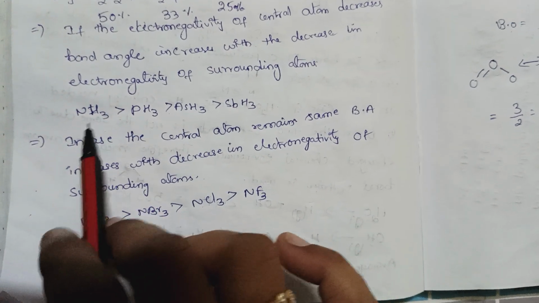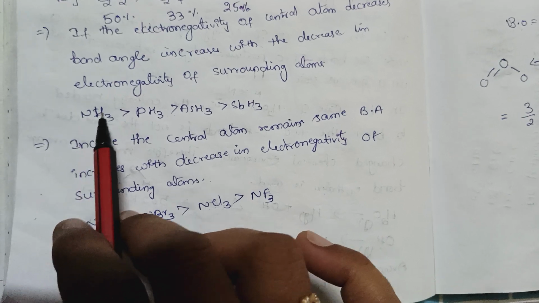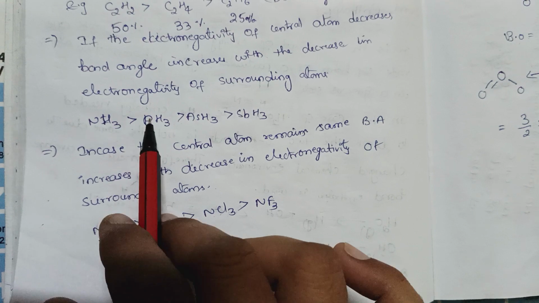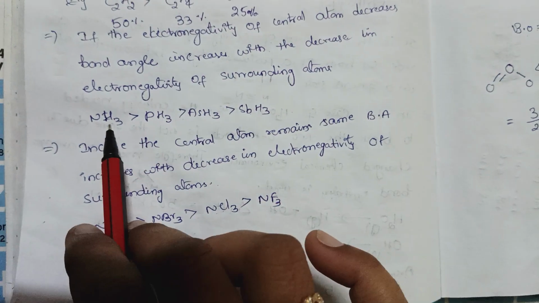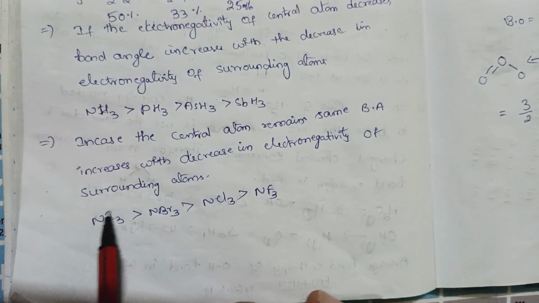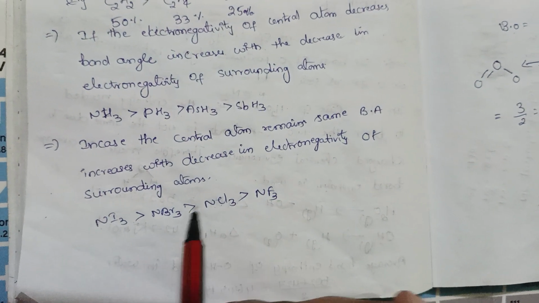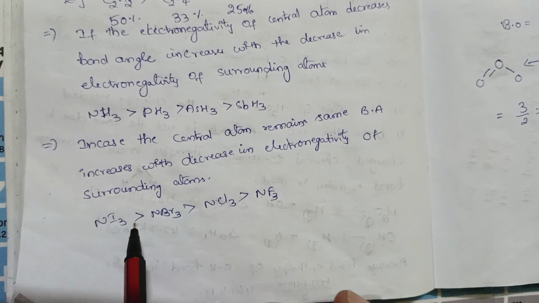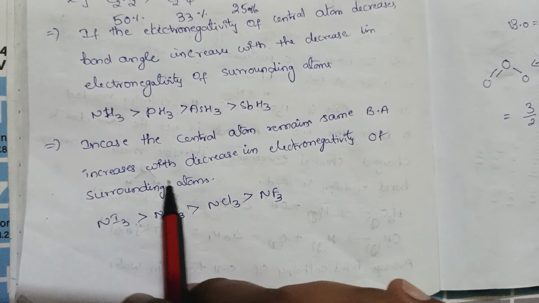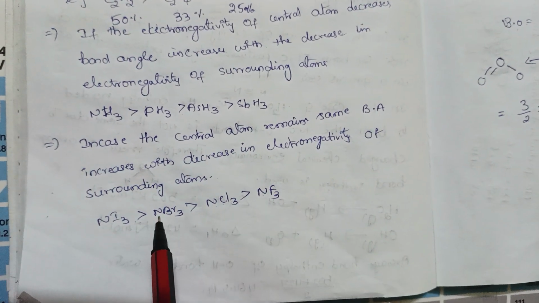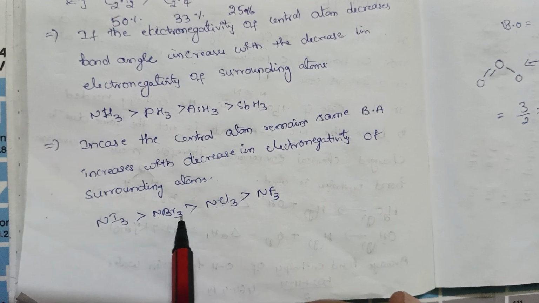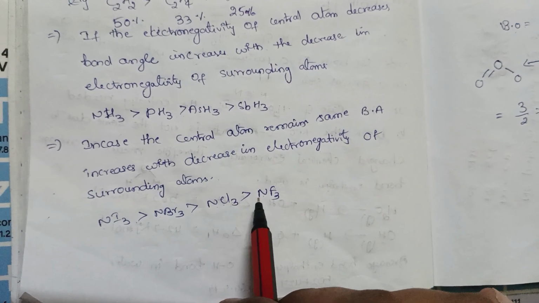Whenever the central atom differs, as electronegativity increases, bond angle decreases. Whenever the central atom is the same, as electronegativity decreases, bond angle increases. So NI3 has a higher bond angle than NBr3, then NCl3, then NF3.